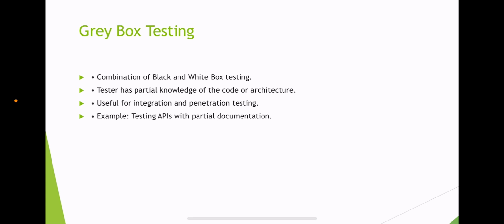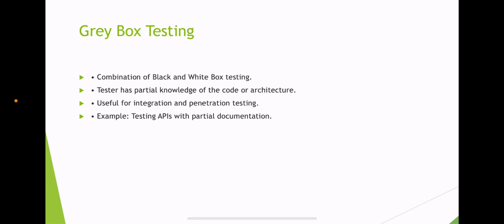So gray box testing is generally the combination of white box testing as well as black box testing. Its definition suffices this: it is a combination of black box and white box. Generally, the tester has partial knowledge of the internal structure and the code written by the developer. So generally, the ETL testers who have knowledge of the code, or some of the API testers who have knowledge of the API and API structure, are doing gray box testing.